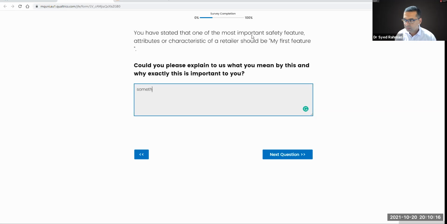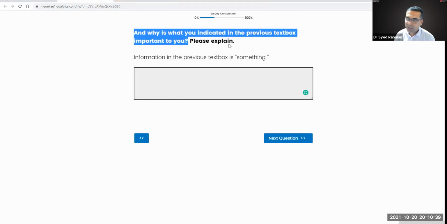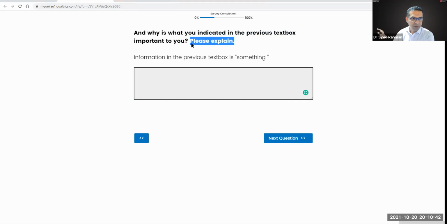I'll just step forward quickly. And then, and why is that? See that I'm asking that question again. And why is what you indicated in the previous text box important to you? Once again, add these words, please explain. In my experience, most of the papers that you will find currently in the market or in Google Scholar only have this part, not this one. This is my recommendation. It goes a long way to get more out of your respondents.